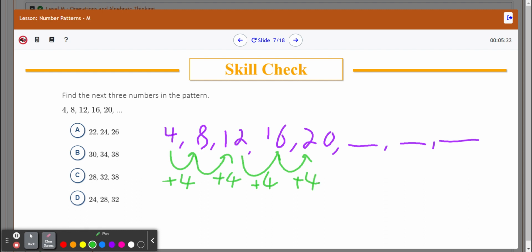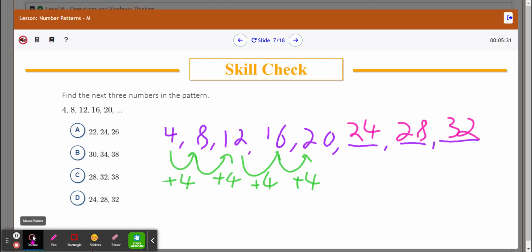So I've established that my rule is adding 4 each time. So then all I have to do is just keep adding 4. 20 plus 4 is 24. 24 plus 4 is 28. And 28 plus 4 is 32. So the next numbers in my sequence would be 24, 28, and 32.